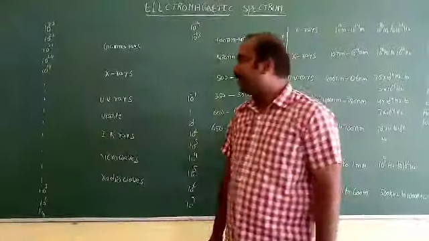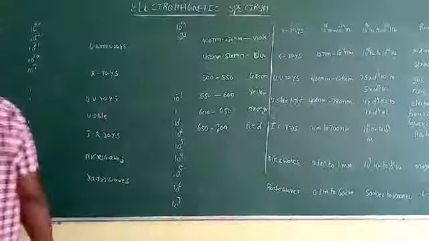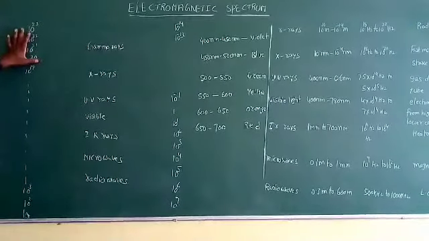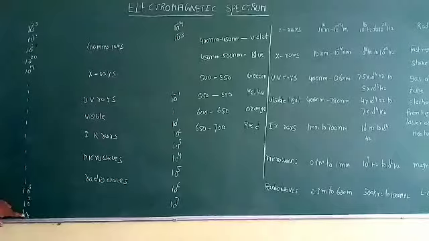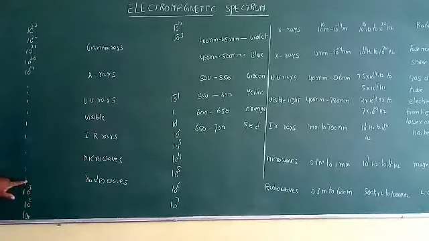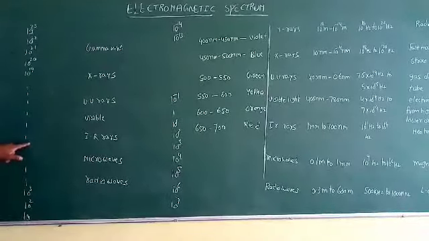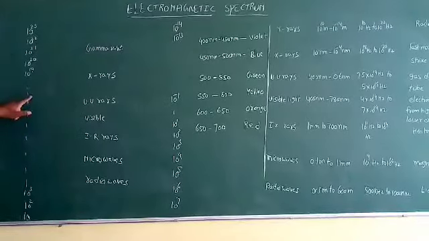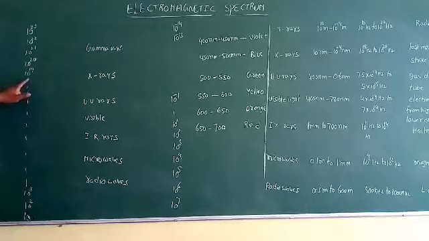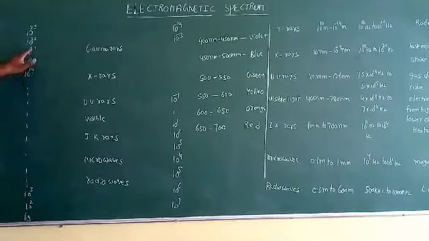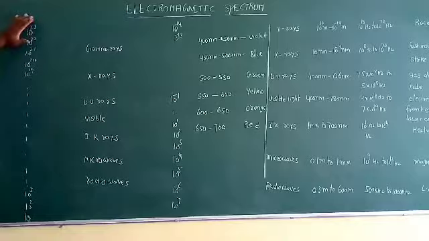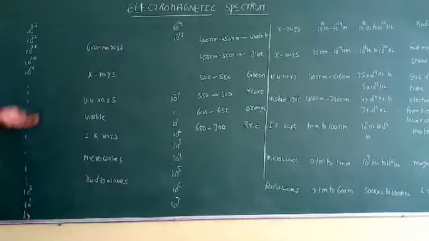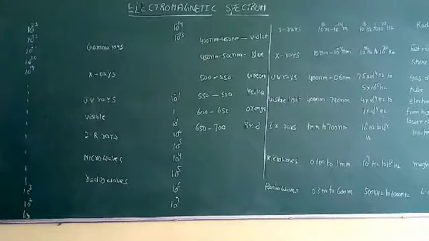See, in this electromagnetic spectrum, the spectrum lies between, this is the frequency range: 10^2, 10^3, 10^4, 10^5, 10^6, 10^7, 10^8, 10^9, 10^10, 10^11, 10^12, 10^13, 14, 15, 16, 17, 18, 19, 20, 21, 22, 23. So this much frequency range is lying.